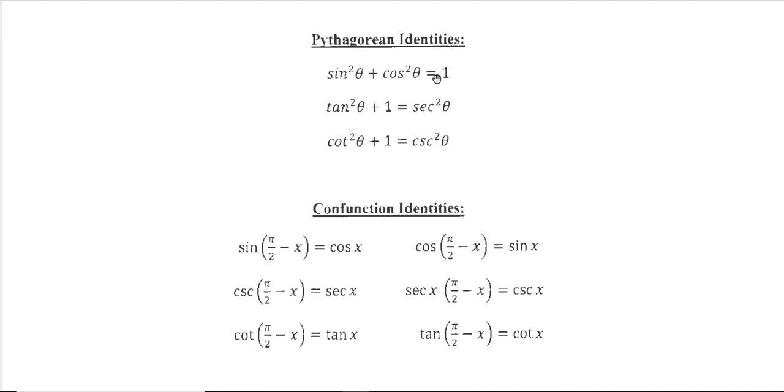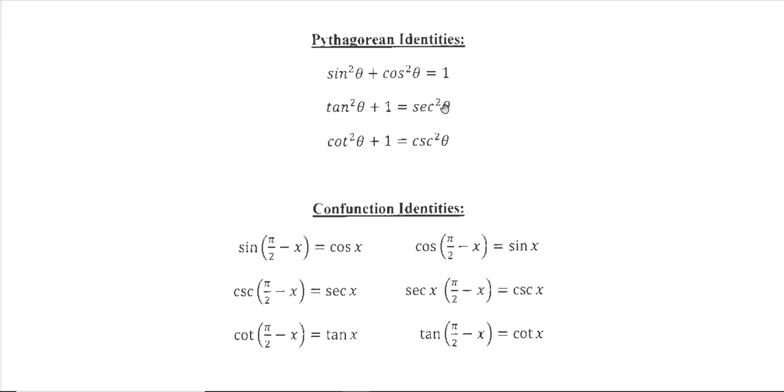If you were to take this entire equation and divide everything by the cosine squared, right? You can do whatever you want to an equation as long as you do it to both sides. So if I divide the entire left-hand side by cosine squared and the entire right-hand side by cosine squared, I would have sine squared over cosine squared, which would give me tangent squared, plus cosine squared divided by cosine squared would give me 1, equals 1 divided by cosine squared would give me secant squared.